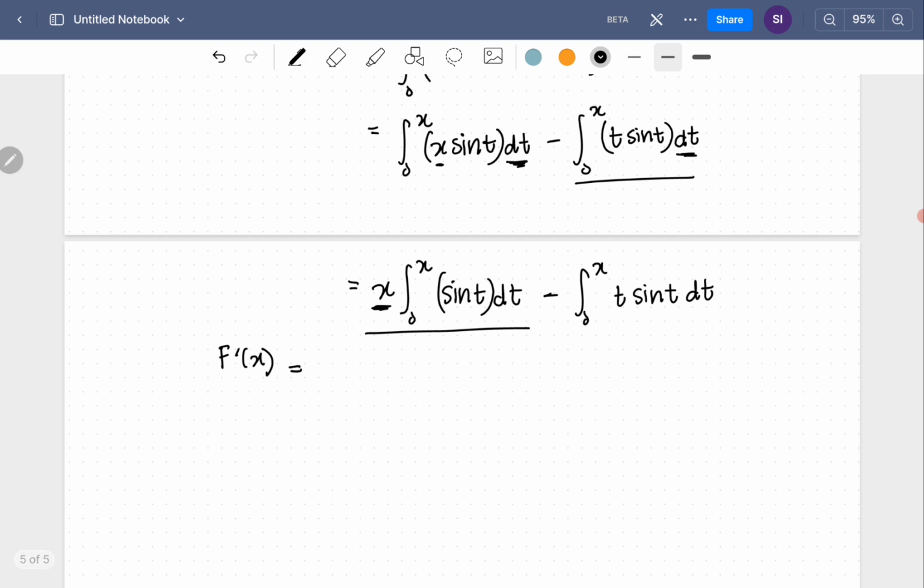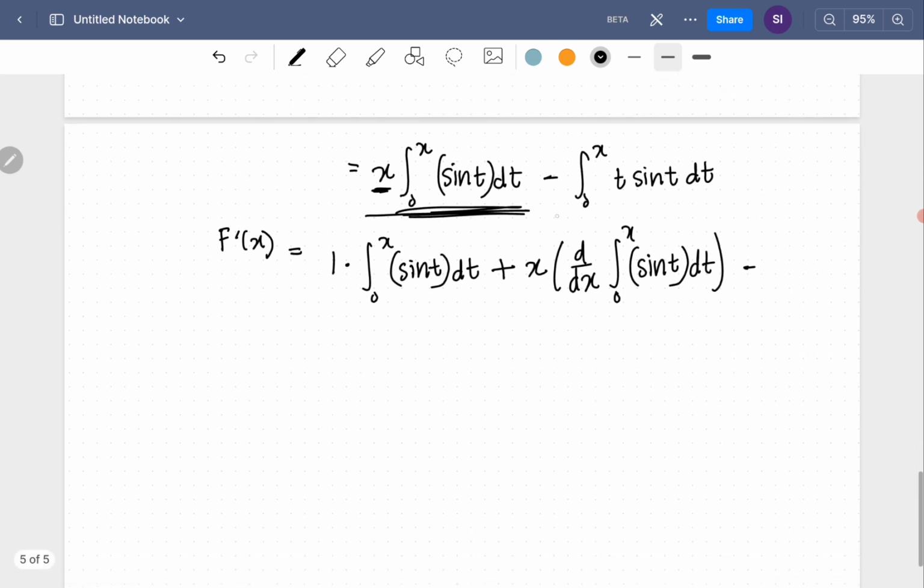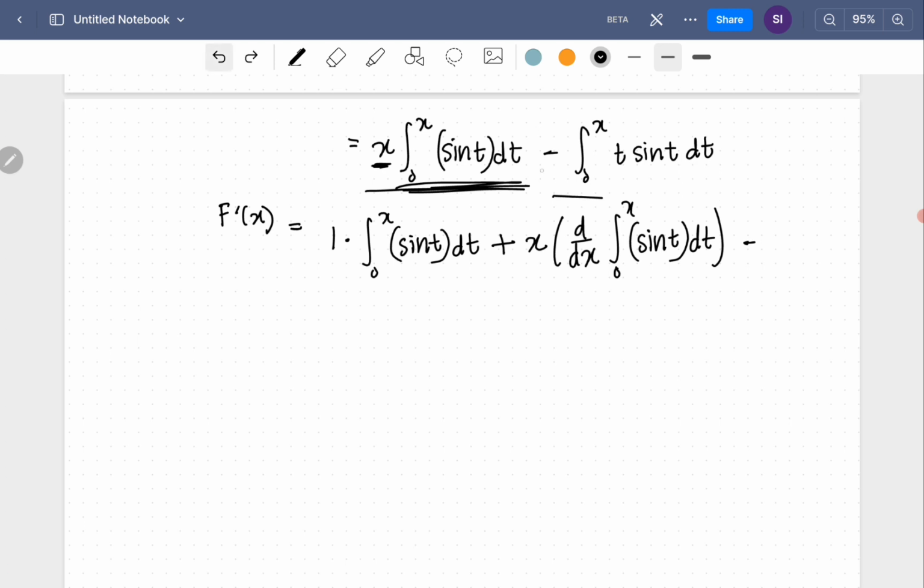So let's take the derivative of that. That's 1 times the integral from 0 to x of sine t dt, this stays the same, plus the derivative of this, d over dx, of the integral from 0 to x of sine t dt, minus, and this whole thing is just going to be differentiated. So we get minus the derivative of the integral from 0 to x of t sine t dt.